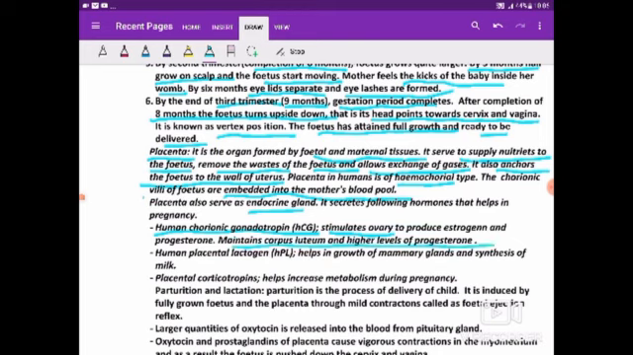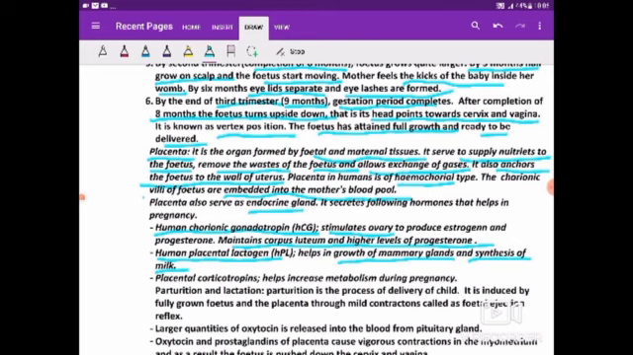Then human placental lactogen is another hormone. As the name lactogen refers to, the lacto refers to milk here, so that means it is helping in growth of mammary glands, enlargement of the mammary glands, enlargement of the areola and the nipple of the breasts, and also synthesis of milk.